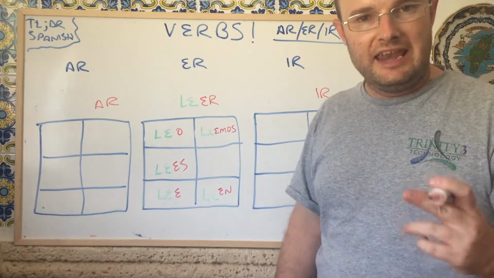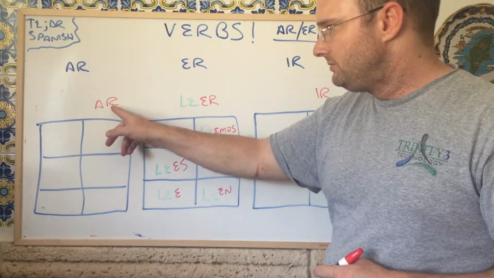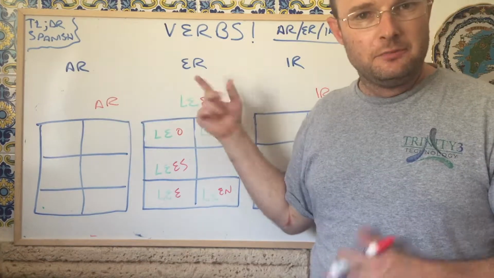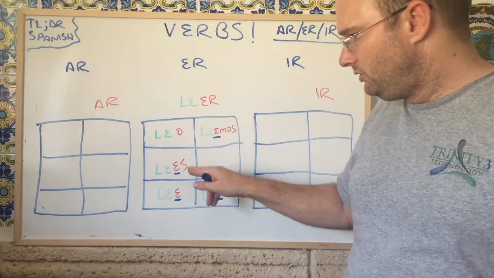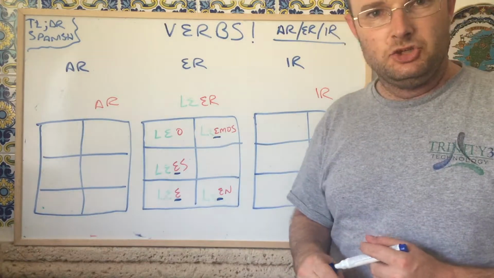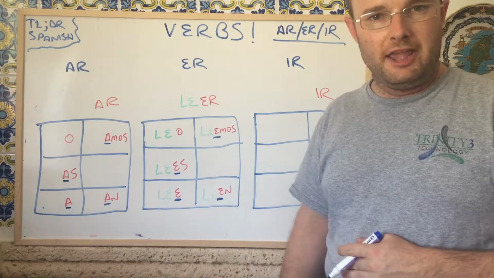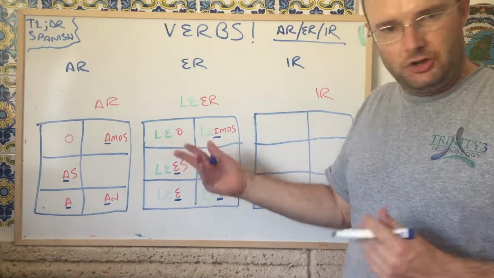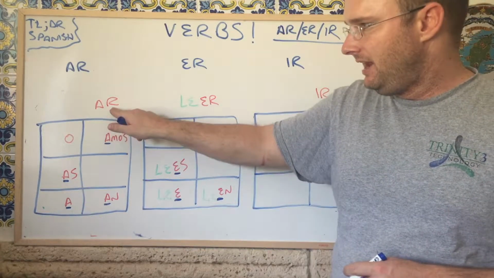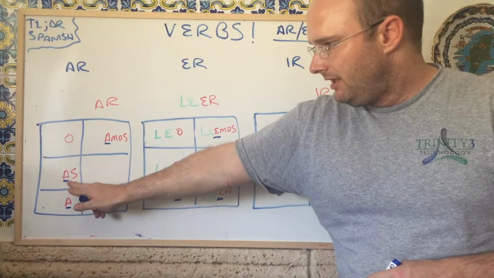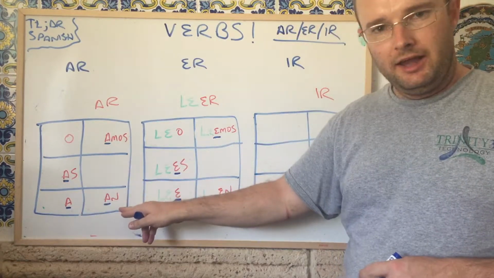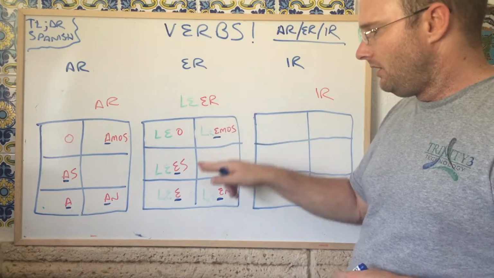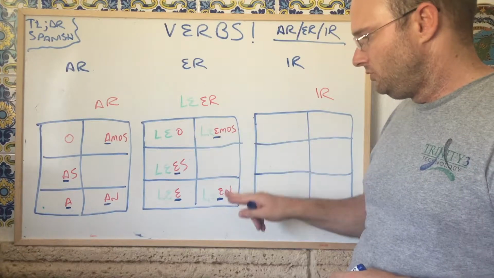So now let's take a look at the endings of our AR verbs. The AR verbs are very similar to the ER verbs, so we're going to change those E's that I've underlined into A's. So here are the endings for AR verbs. What pattern do you notice? That's right. So for verbs that end in AR, they have as, a, amos, and an. And for verbs that end in ER, es, e, emos, and en.